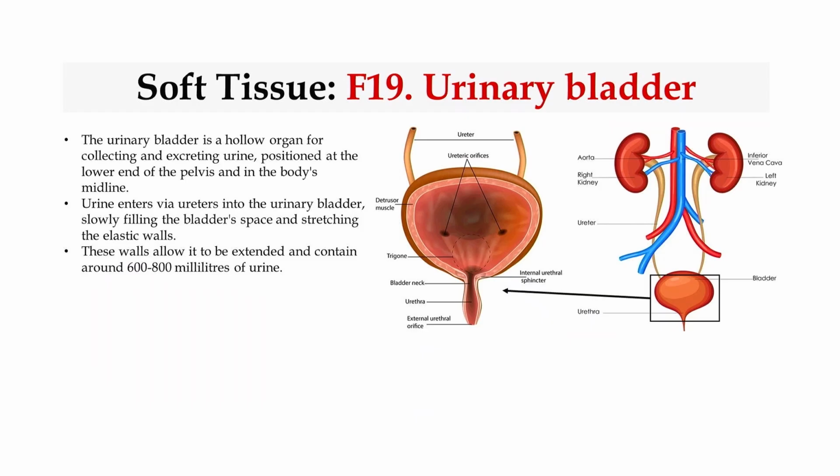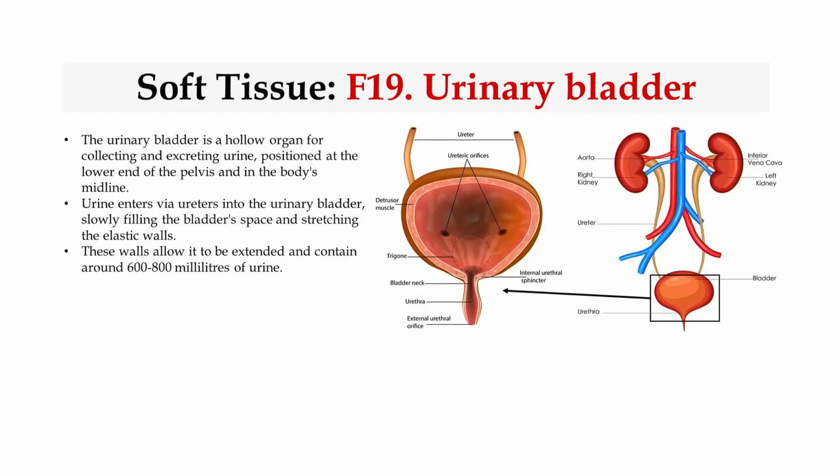Let's look at one or two more organs which are of importance. The next one is the urinary bladder. We all know urinary bladder stores our urine, and it's a very important organ of the human body. It's a hollow organ for collecting and excreting urine, positioned at the lower end of the pelvis and in the body's midline. So it's along the midline of the body and along the pelvis, right?